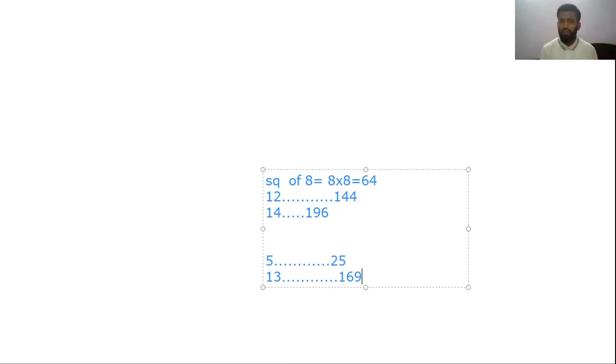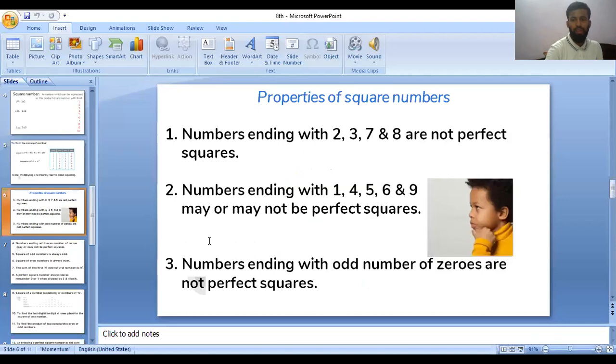Next, numbers ending with 1, 4, 5, 6 and 9 may or may not be perfect squares, and similarly numbers ending with even number of zeros may or may not be perfect squares. ठीक है? Next, a square of odd numbers are odd and a square of even numbers are even. We will see the next property, that is property number 7. And what does this say?